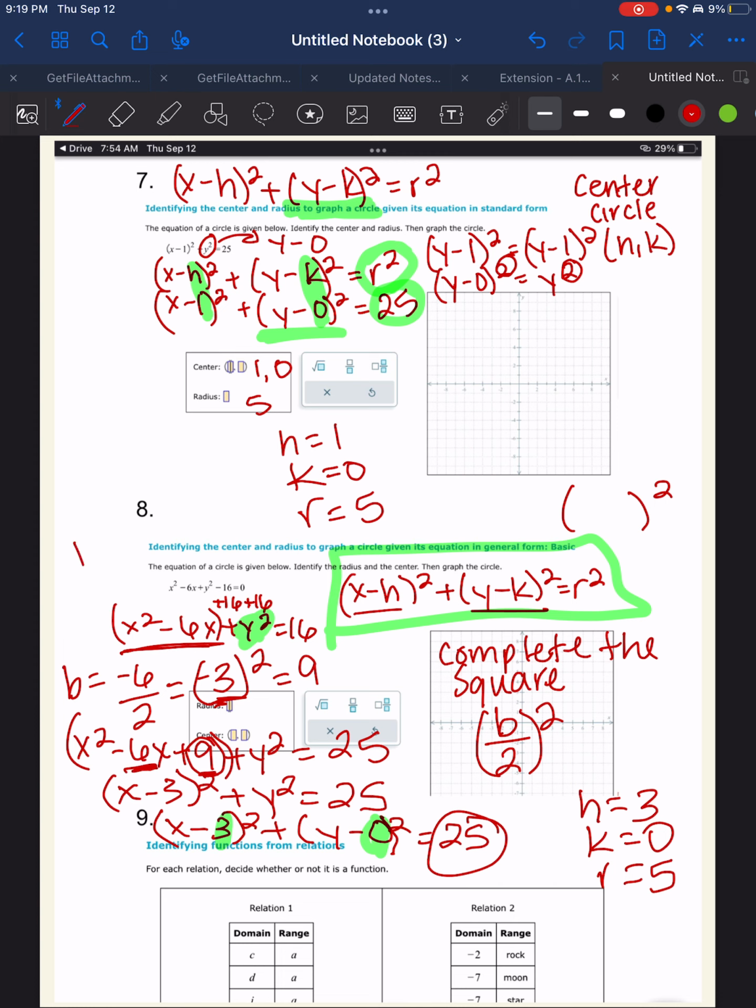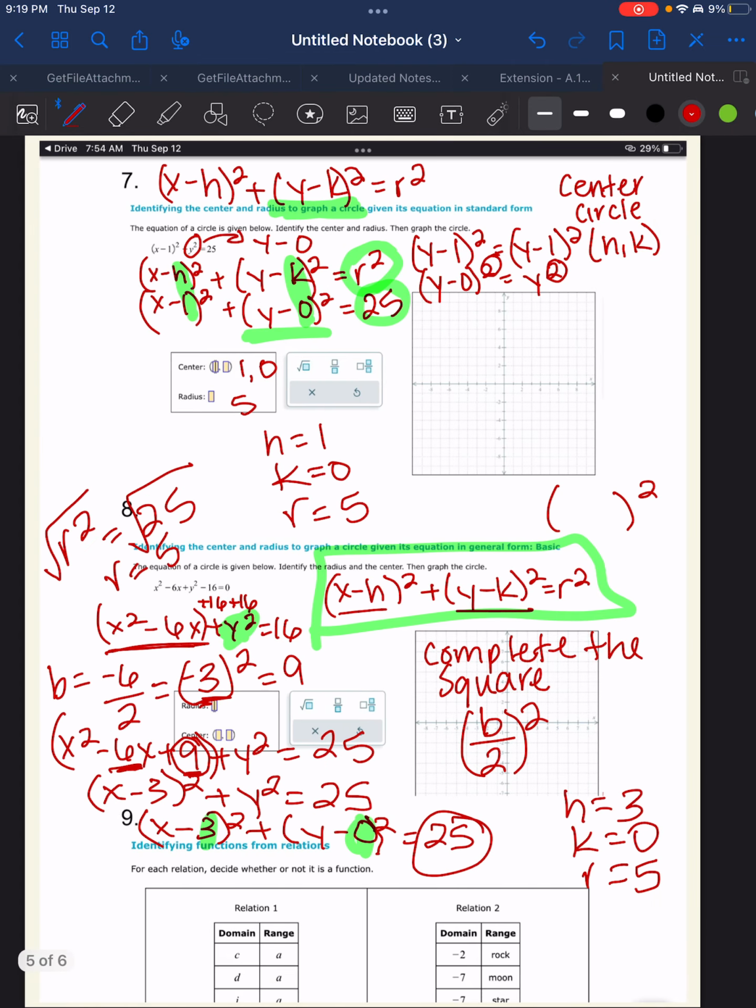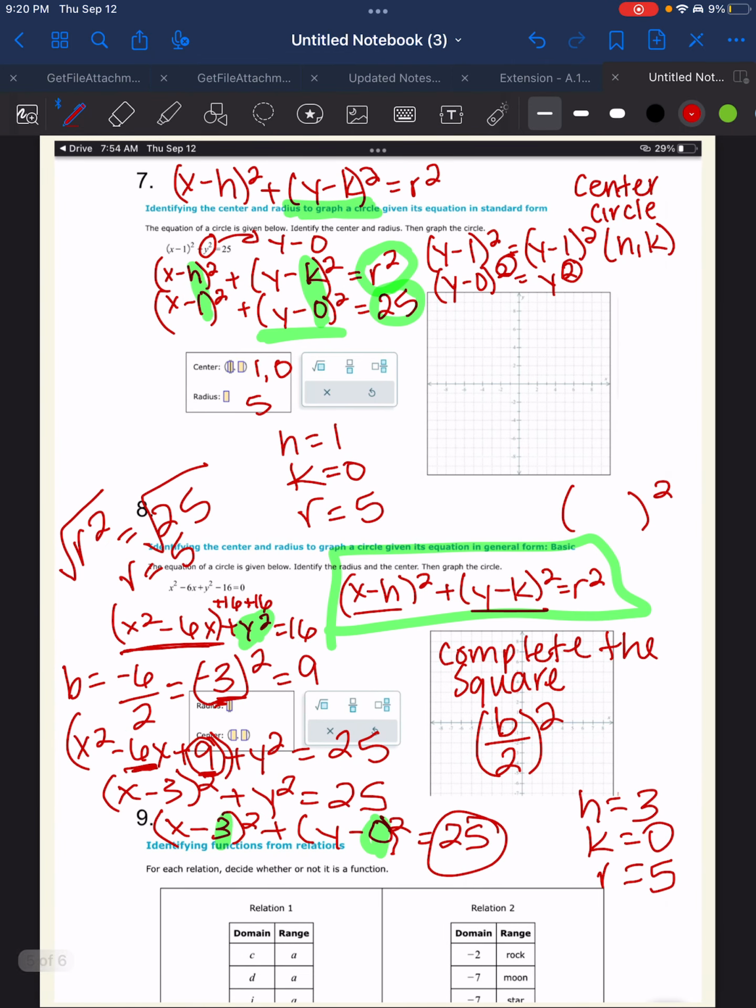I'll write that over to the side. R squared equals 25, but if I want r by itself, that means I have to do the opposite of squared, which is to square root. Now, some of you might be thinking, well, Miss Finch said whenever I take the square root of something, it's going to be a positive 5 and a negative 5. Think about that. Can you have a negative radius? No, we've only had positive radiuses. Radii. I don't know. But, yes. So if you're thinking about that, it's because we're talking about a radius.